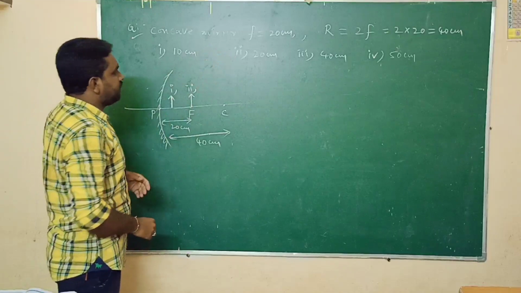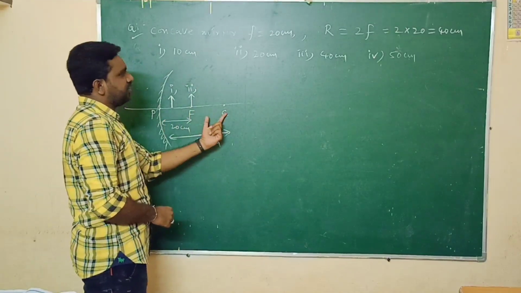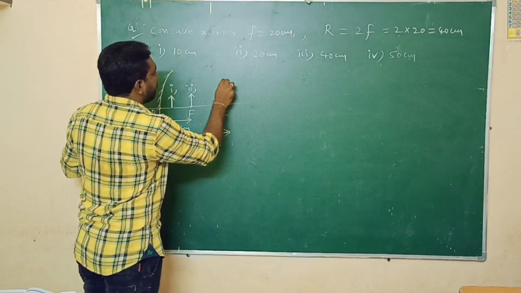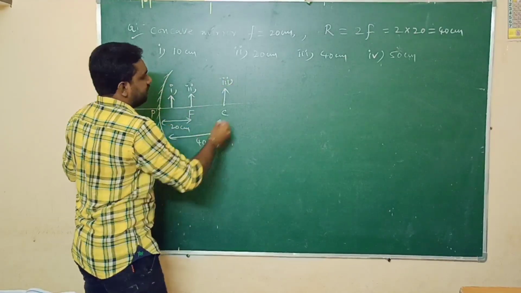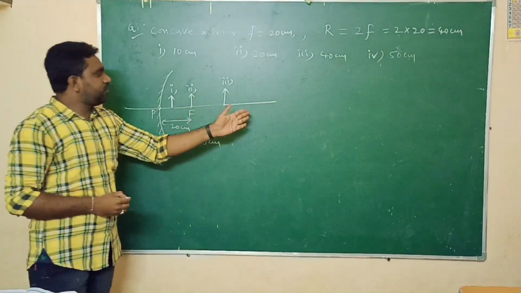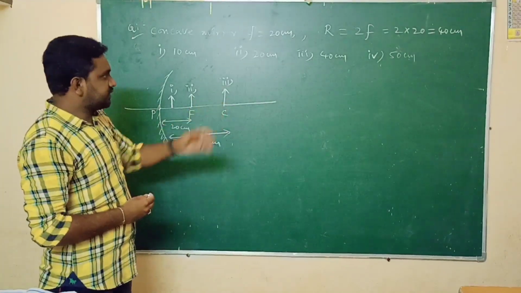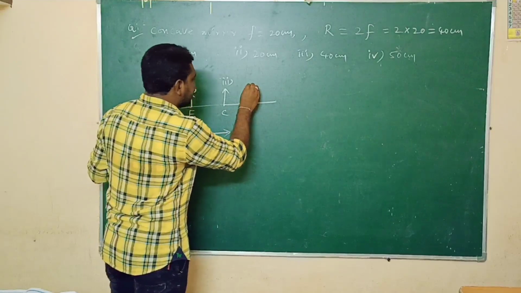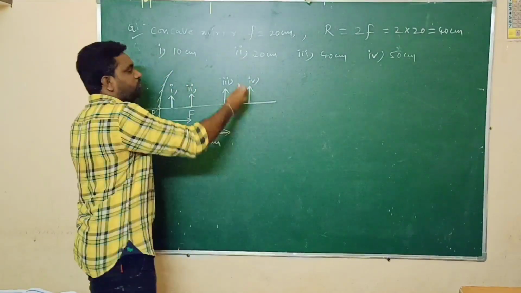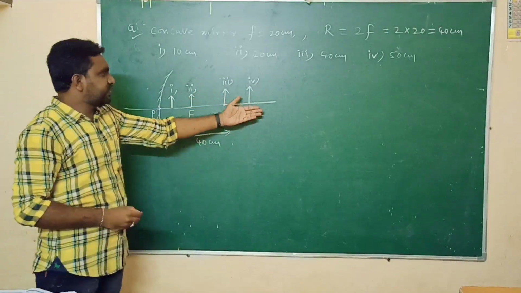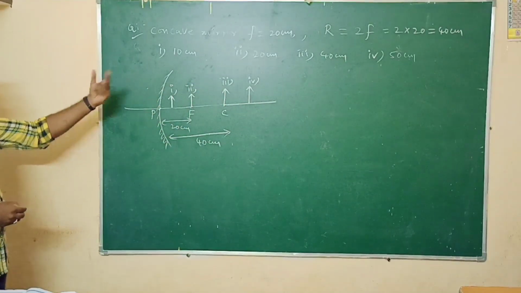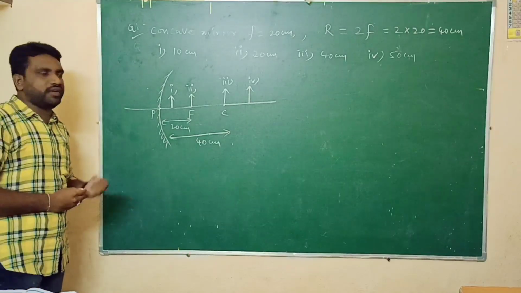And what about the third one? From here to here is 40 centimeters. 40 centimeters means the object is placed at C. So this is the third position. And what is the last one here? 50 centimeters. 50 centimeters means more than the radius of curvature. So this is the fourth situation. This is position 4. That means the object is placed beyond C. Now, by using this diagram, we can write the nature of image very easily.